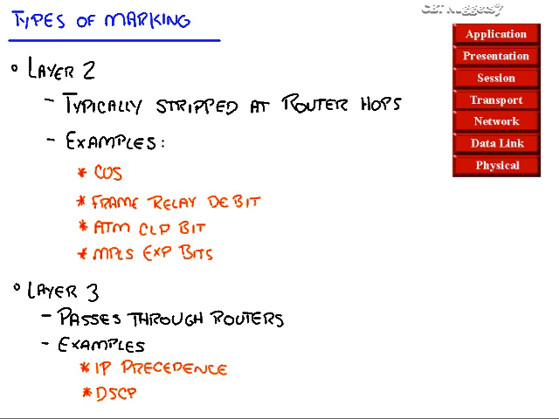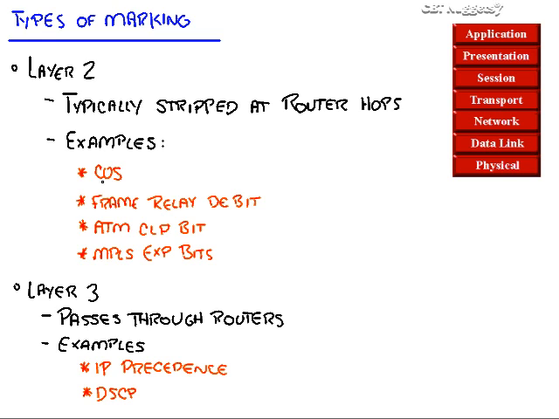So what we have is these different types of markings that we can apply. Some at layer 2 and some at layer 3. Now layer 2 is typically stripped off at the router hops. And if you think of the way a packet is processed, that makes sense. As the packets are going through, the router is going to receive them, and the MAC address changes every single hop, or maybe your frame relay DLCI changes, or your ATM VPI/VCI pair. All of these things, every hop will change. So what that means is all the layer 2 information is removed and then replaced as you go through every single router. Because of that, it's not as popular to mark at layer 2, but you can do it.